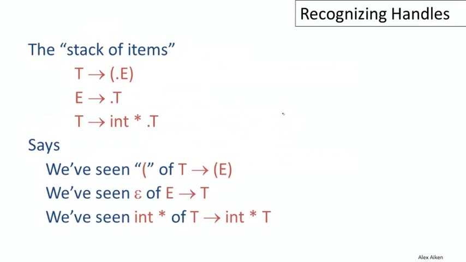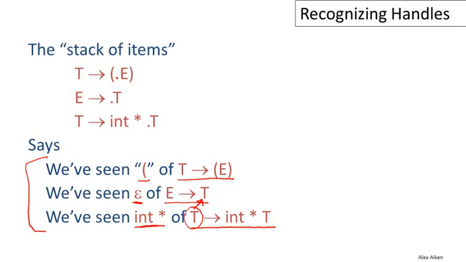And now we can record all of this with the stack of items. T goes to open paren dot E, E goes to dot T, and T goes to int star dot T. Okay, and it just records what we said on the previous slide, that so far we've seen the open paren of this production, we've seen nothing yet of the right-hand side of this production, and we've seen int star so far of this production.